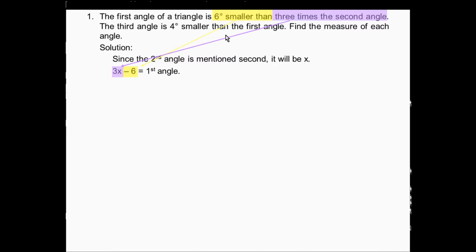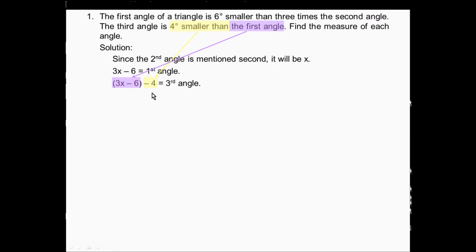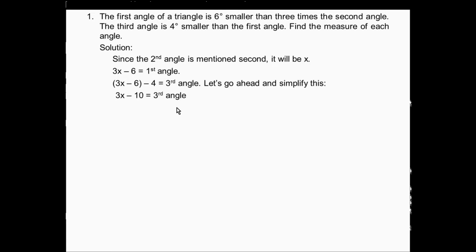Okay, looking at the second sentence, the third angle is 4 degrees smaller than the first angle. Okay, well, right here is the expression for the first angle. I want 4 smaller than that. So I'll have 3x minus 6 minus 4. So 3x minus 6 minus 4, that's the third angle. Now we're going to have to eventually do the combination of minus 6 minus 4. I'm going to go ahead and do it now. So 3x minus 6 minus 4 becomes 3x minus 10. I mean, we've got to do it sooner or later. May as well do it now and get it over with. So 3x minus 10 is the third angle.